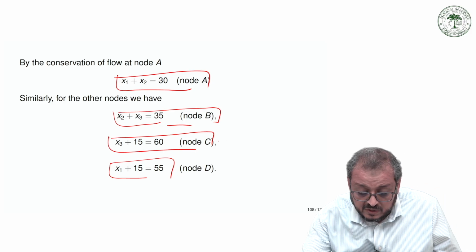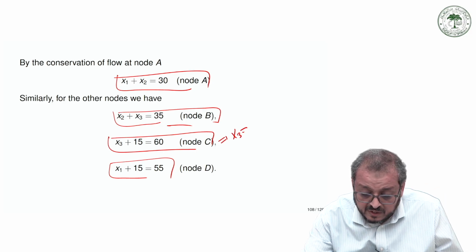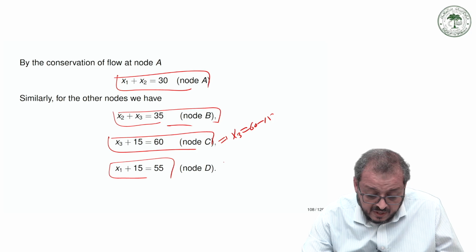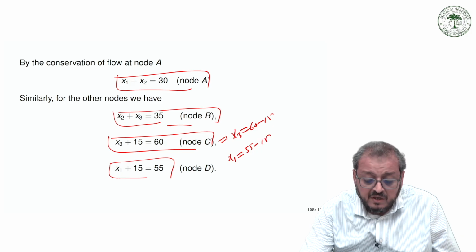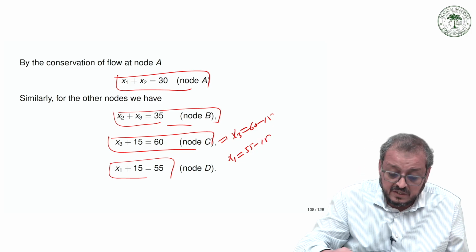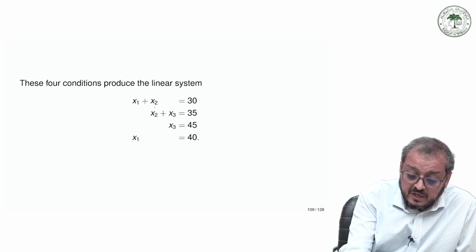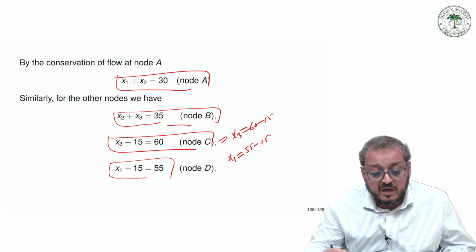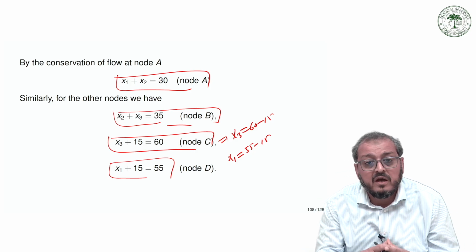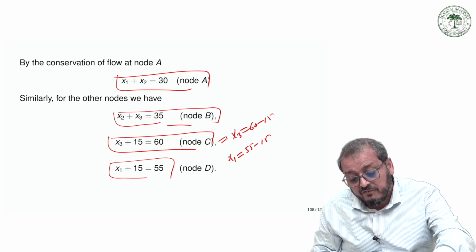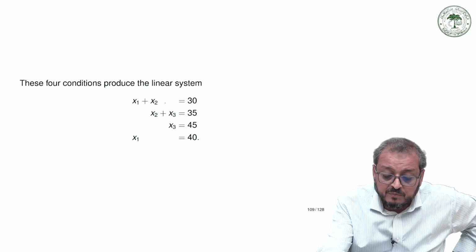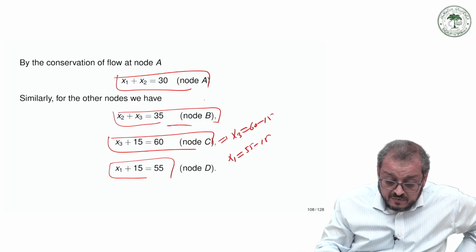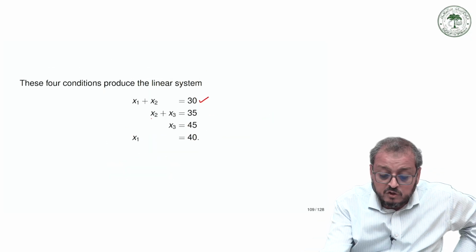Now clearly for node C, x3 is equal to 60 minus 15, and node D can be written as x1 is equal to 55 minus 15. Then we can write the system of equations in the form of x1 plus x2, with 3 variables x1, x2, x3. So written in system of equation form, this is x1 plus x2 is equal to 30, and then the second, x2 plus x3 is equal to 35.